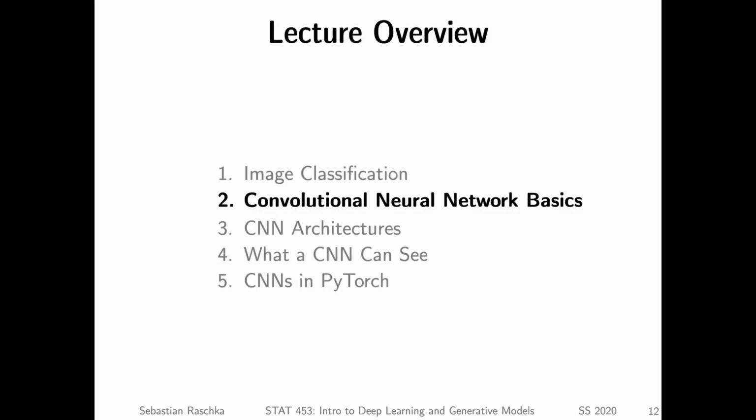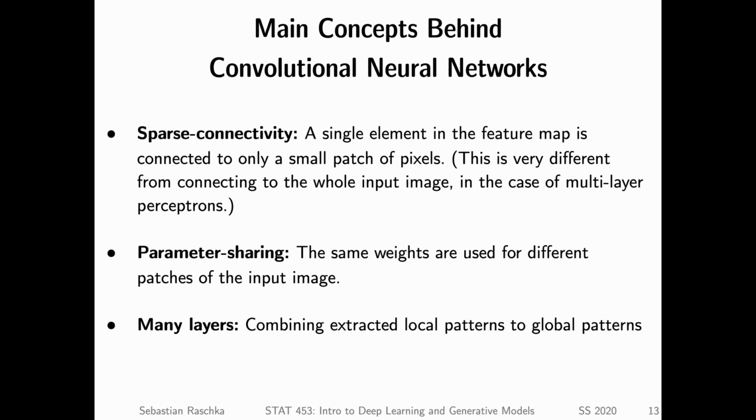Now, CNNs and what makes them so successful in practice. There are three key ideas behind CNNs: sparse connectivity, parameter sharing, and the fact that modern CNN architectures have many layers. Sparse connectivity essentially means that a single unit in a hidden layer is only connected to a very small number of units in the next layer.